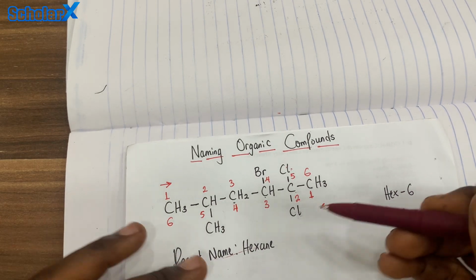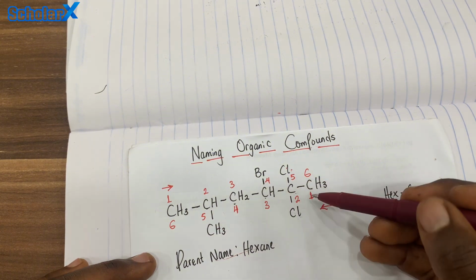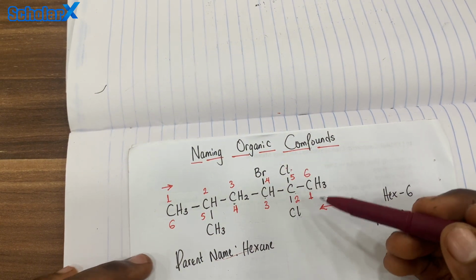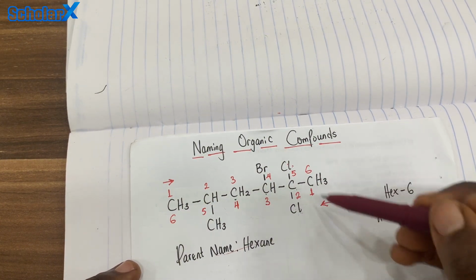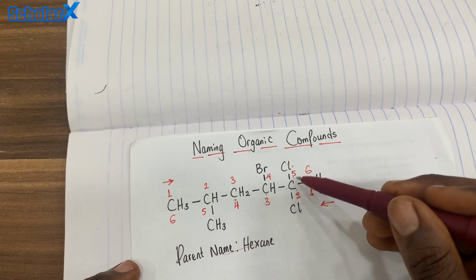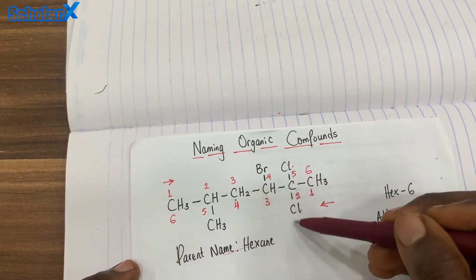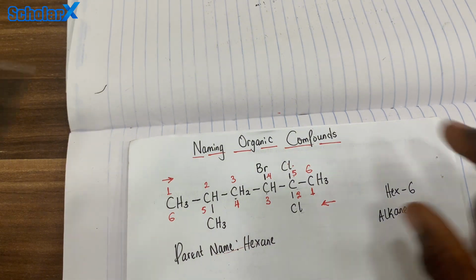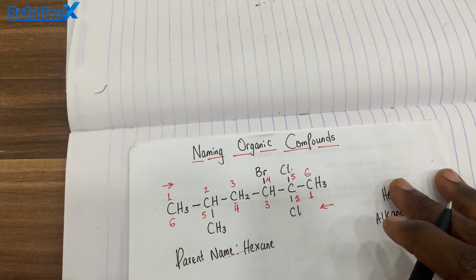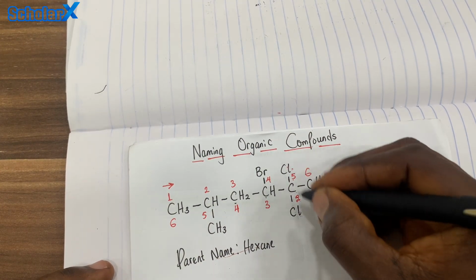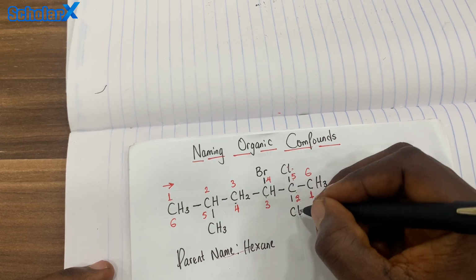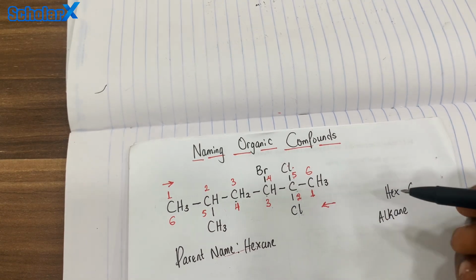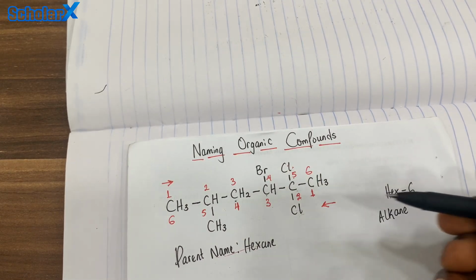Now we notice that moving left is going to be the correct thing to do, because this is going to be on the second carbon, and it's an inorganic substituent. So how are we going to name this compound now? Now we have 2 chlorine on the second carbon. We have bromine on the third carbon because we're moving left.